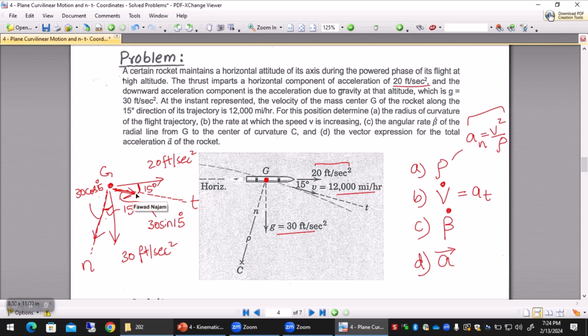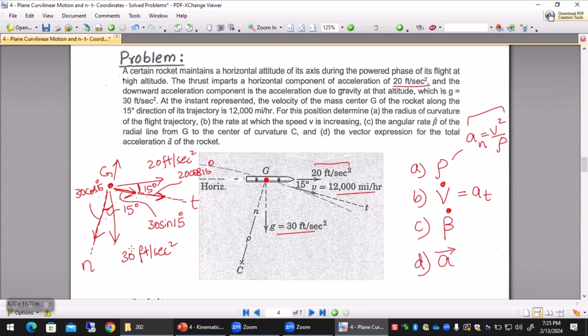Similarly, let's resolve this 20 feet per second squared into a t component and an n component. The t component will be along the t axis, so it will be like this up till here maybe, and that will be positive, and it will be 20 cos 15 towards the positive t axis. But the n component of this 20 will be upwards like this, right?